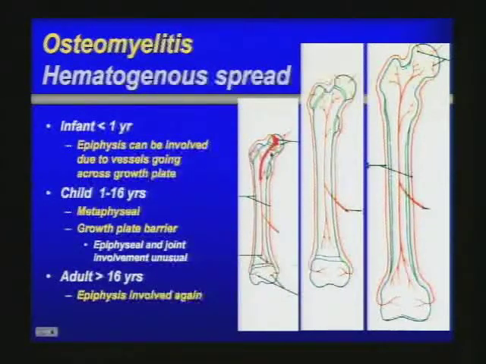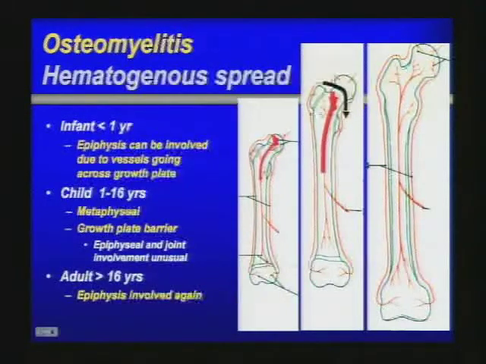However, if you have a child that is about 1 to 16 years of age, you have a nice growth plate, and this growth plate really serves as a barrier, and usually the infection only extends to the growth plate and stays within the metaphysis and the diaphysis.